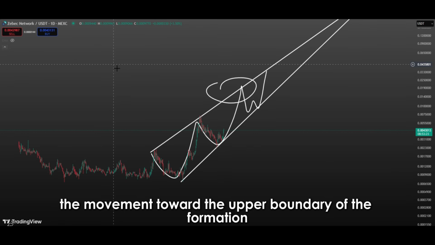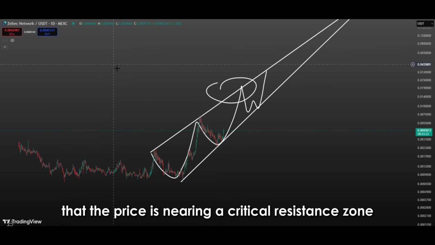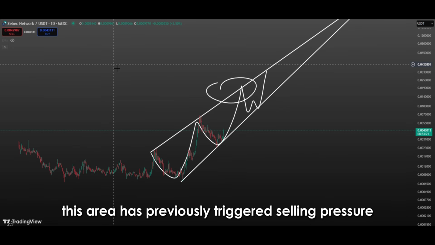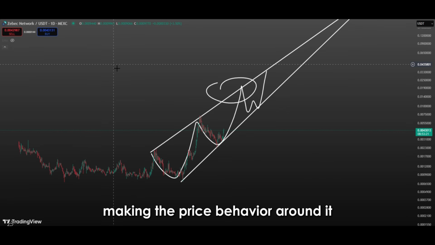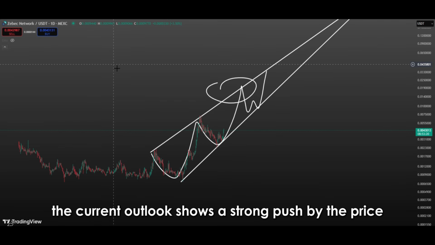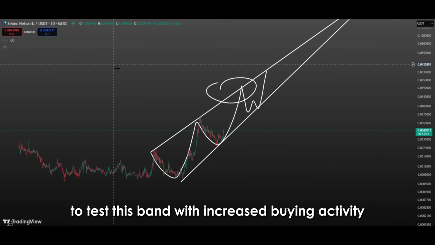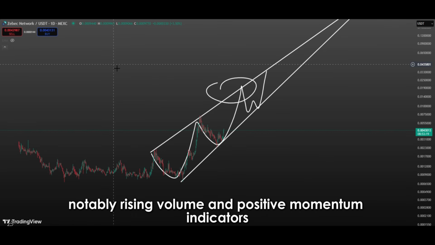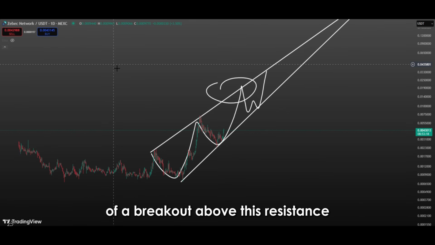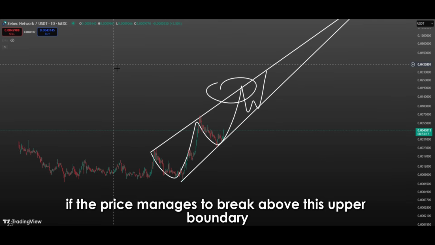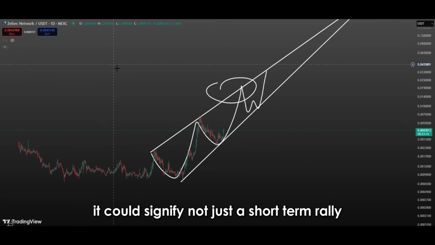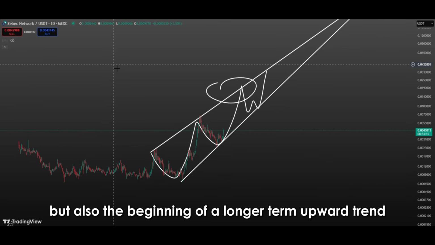The movement toward the upper boundary of the formation indicates that the price is nearing a critical resistance zone. This area has previously triggered selling pressure and led to downward corrections, making the price behavior around it particularly important. However, the current outlook shows a strong push by the price to test this band, with increased buying activity. Notably, rising volume and positive momentum indicators further strengthen the possibility of a breakout above this resistance. If the price manages to break above this upper boundary with strong volume, it could signify not just a short-term rally, but also the beginning of a longer-term upward trend.